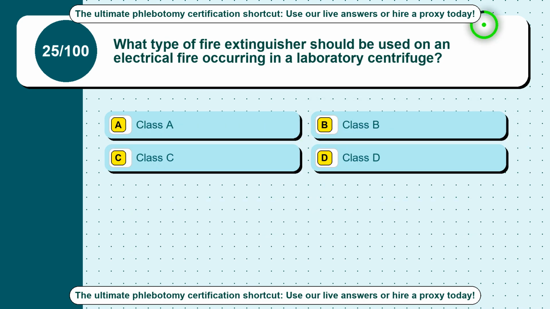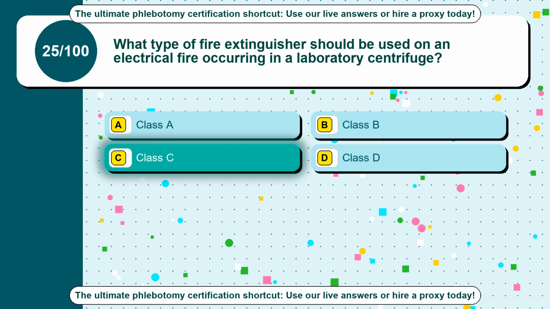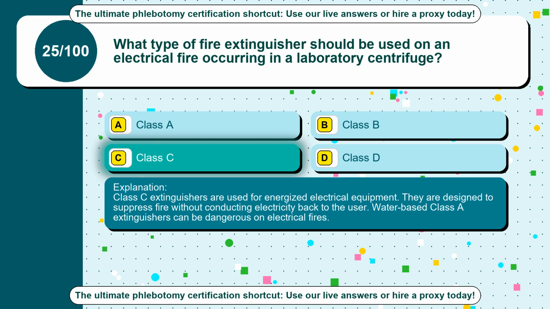Question 25. What type of fire extinguisher should be used on an electrical fire occurring in a laboratory centrifuge? Option A, Class A. Option B, Class B. Option C, Class C. Option D, Class D. The correct answer is option C, Class C. Class C extinguishers are used for energized electrical equipment. They are designed to suppress fire without conducting electricity back to the user. Water-based Class A extinguishers can be dangerous on electrical fires.